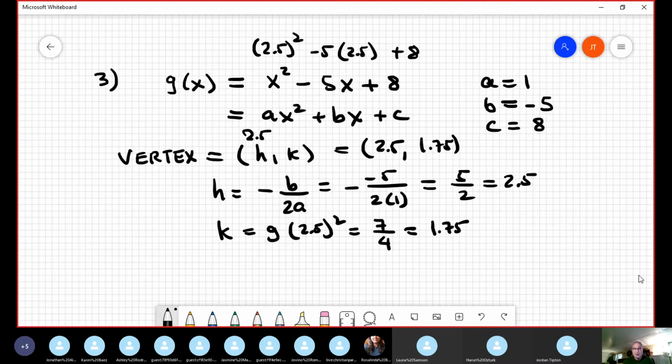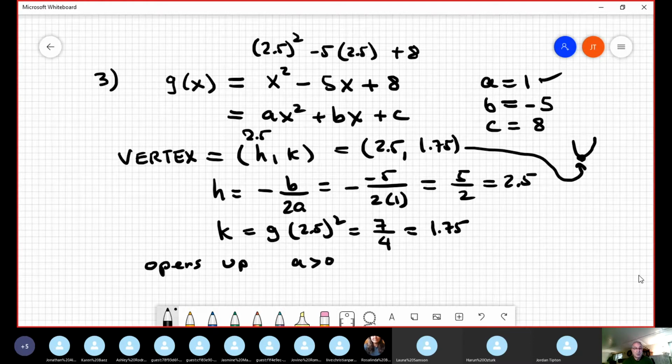Okay? And this parabola opens upward, because A is positive. When A is positive, look, it's positive 1, this parabola opens up. So this parabola opens up, and the vertex is located at this point. Okay? One more piece of information we need: the axis of symmetry is the line x equal 2.5, and we need an extra point.